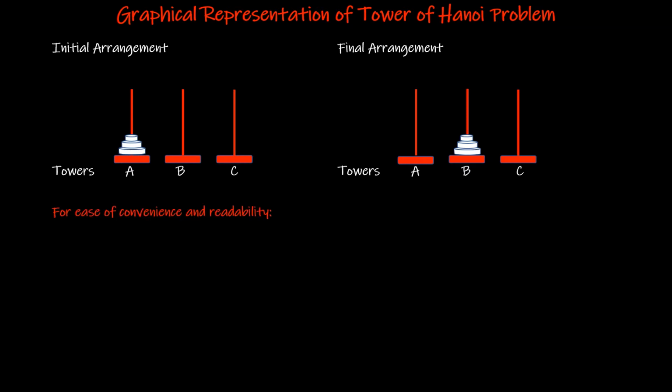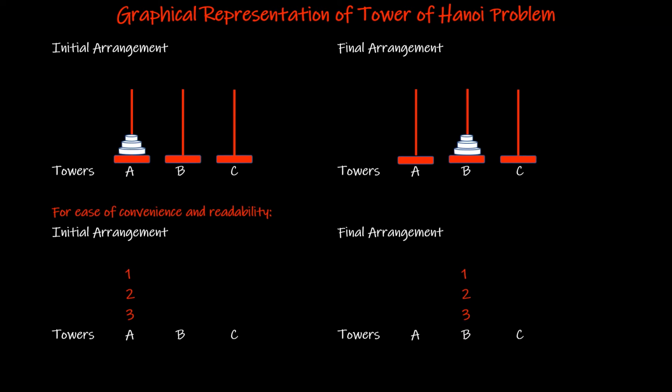Now for our ease and convenience and readability, we are going to have this kind of representation. So our initial arrangement, again tower A having all the disks, but instead of showing the disks, we are going to have numbers 1, 2, and 3. 1 indicating the smallest size and 3 in this case indicating the largest size disk. And this will be our final arrangement, tower B having all the disks in ascending order.